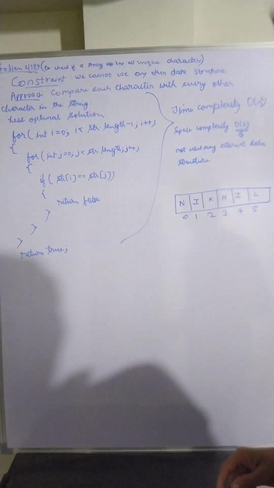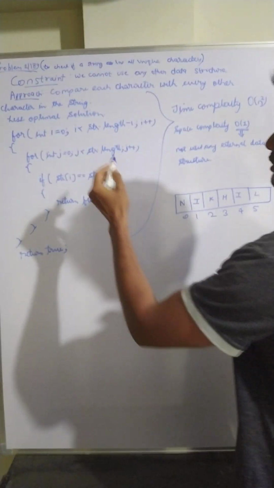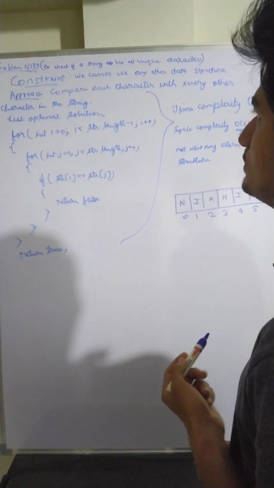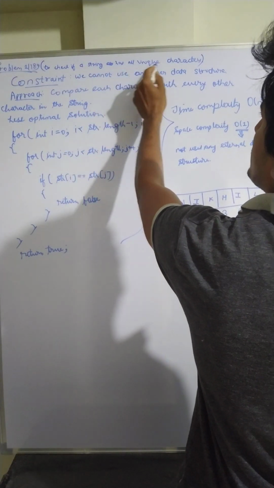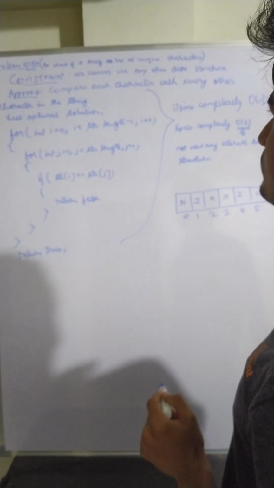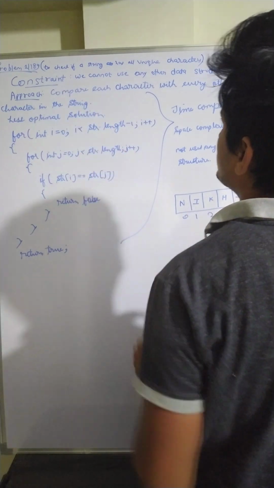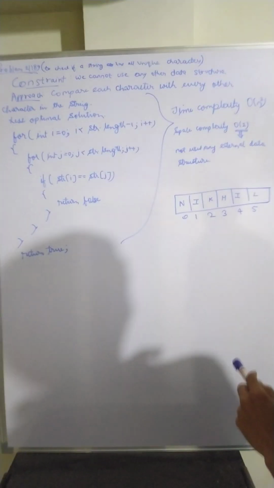Problem 1 of 189 of the book Cracking the Coding Interview, and the problem is to check if a string has all unique characters with the constraint that we cannot use any other external data structure.